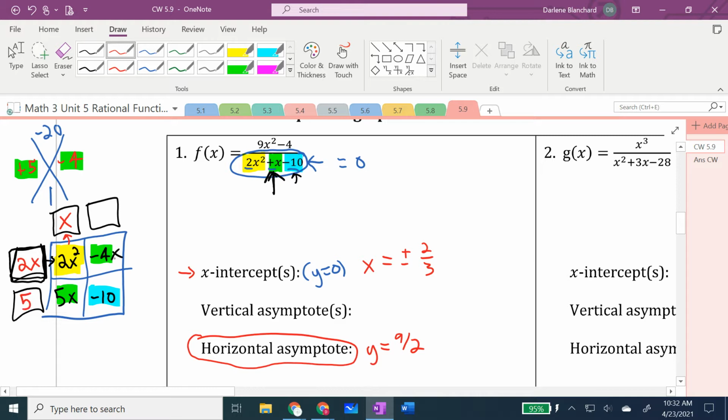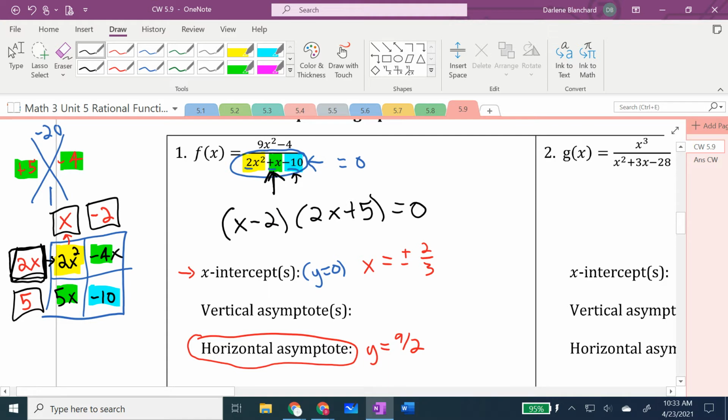And this, I need 2x to multiply by something that would be negative 2. Multiplying those two will give me negative 4x, and then notice that multiplying them gives me that negative 10. So I thought I'd do a little bit of a review of factoring because I know people struggle with that. So the factoring of that denominator is x minus 2 and 2x plus 5.